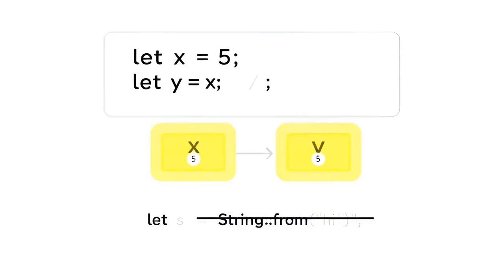Let x equals 5, let y equals x. Both x and y are usable here because 5 is an i32 and i32 is Copy. The compiler does not invalidate x, it duplicates the bits into y. A larger type like String is not Copy, so assigning it would move ownership and kill the original binding.